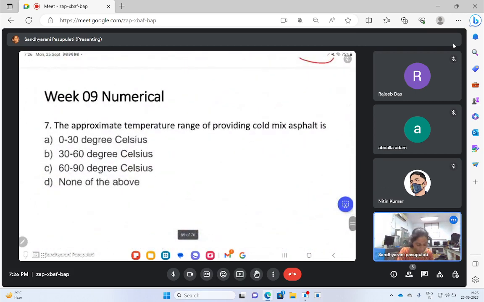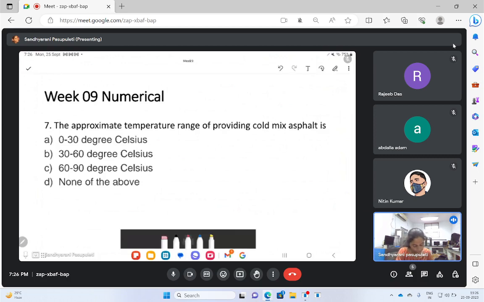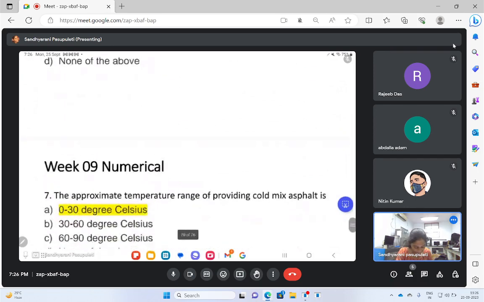The approximate temperature range of providing cold mix asphalt is. This we already know. We have seen an image where cold mixes are prepared in the range of 0 to 30 degrees Celsius.